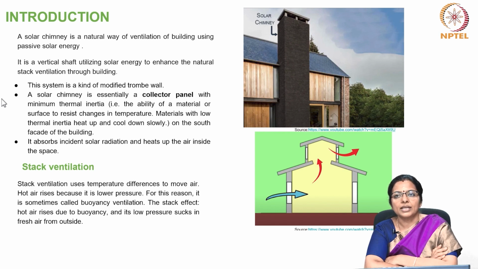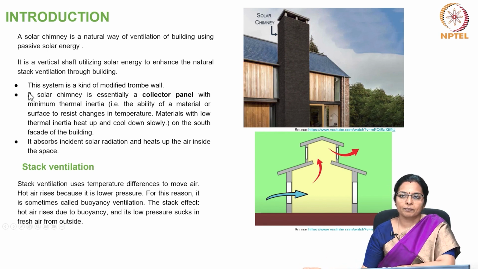A solar chimney is essentially a collector panel with minimal thermal inertia, that is, the ability of a material or surface to resist changes in temperature. Materials with low thermal inertia heat up and cool down slowly. On the south facade of the building is where it is normally kept. It absorbs incident solar radiation and heats up the air inside the space.